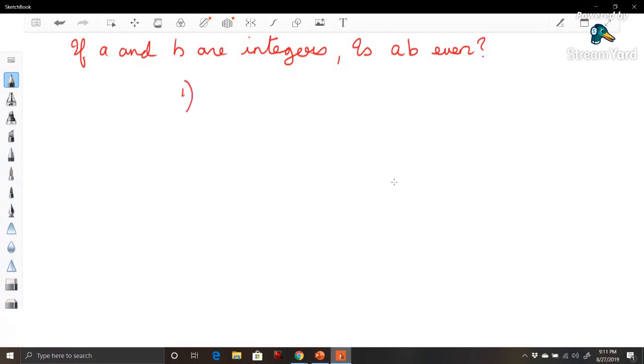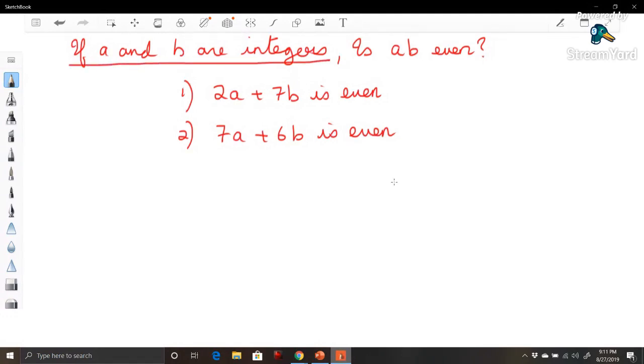First statement, 2a plus 7b is even. Second, 7a plus 6b is even. So just giving you a clue. See guys, if I give you constraints like this, without any doubt in your head, quickly start analyzing things in terms of evens and odds. Ideally, this question should be solved in 30 seconds. So I'm only going to give you 30 seconds to work with it. The time starts now.